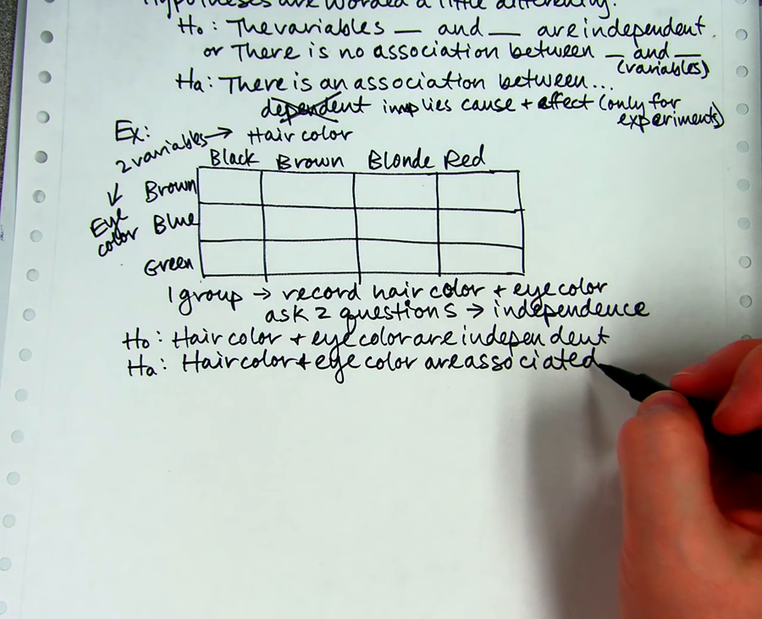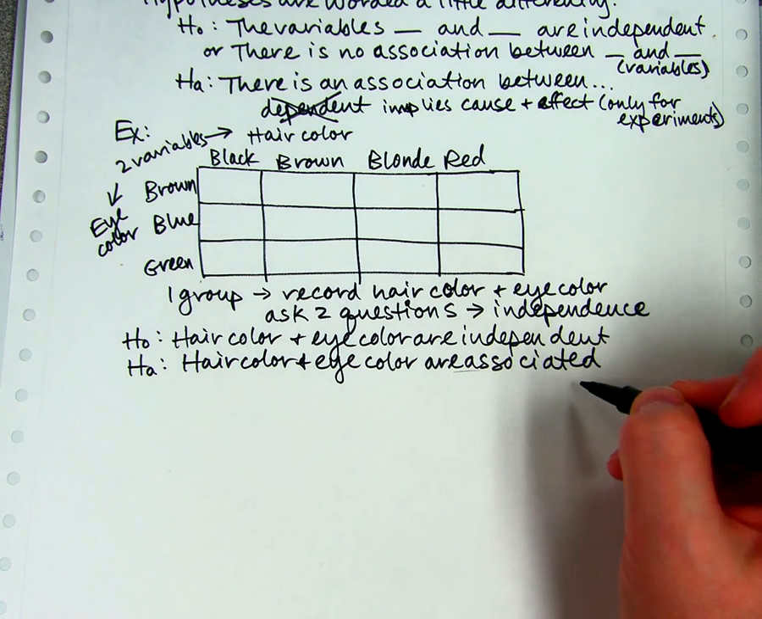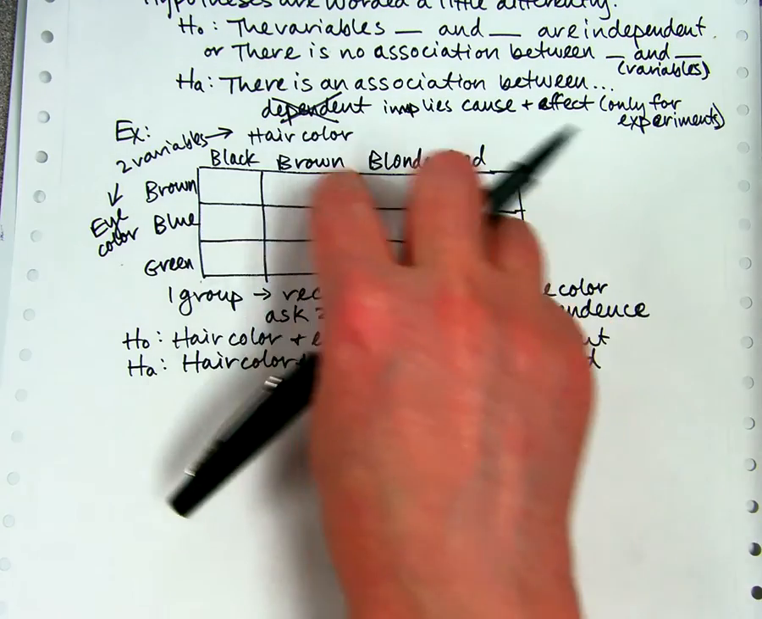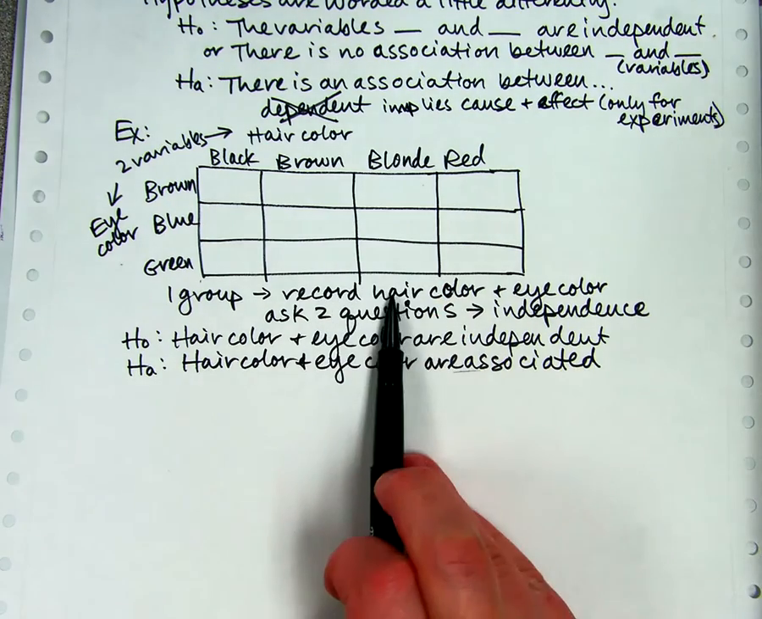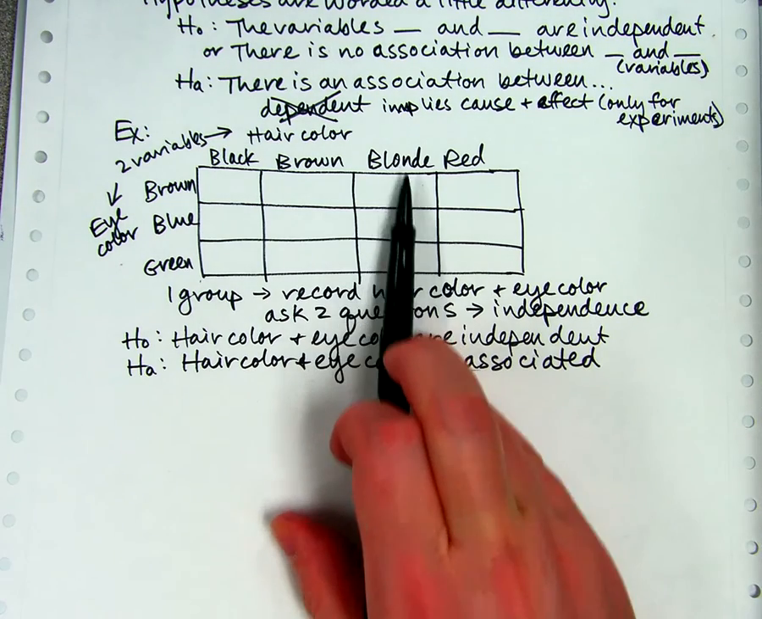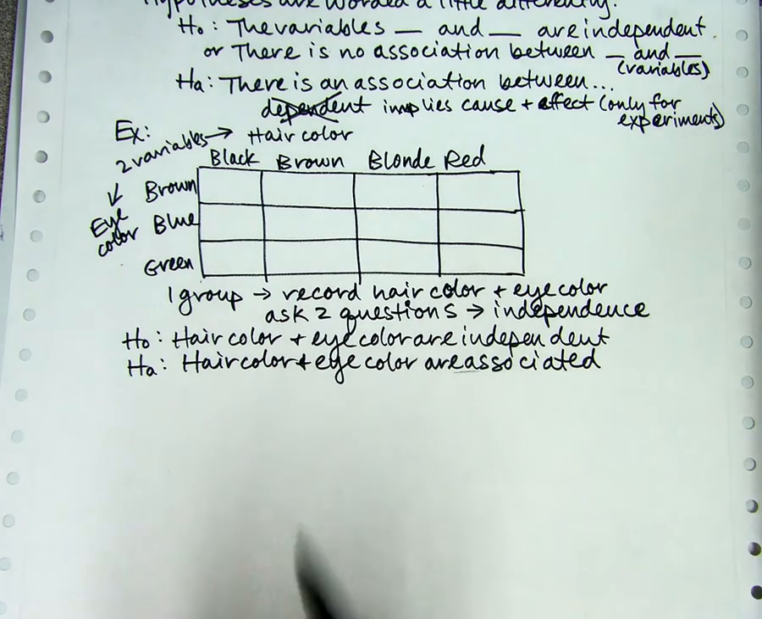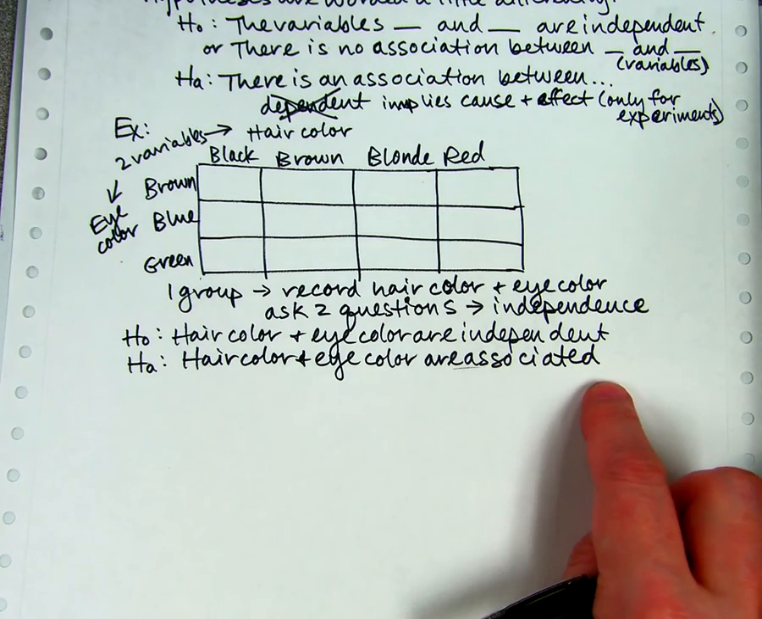Notice it's not that at least one proportion is different, although that's what this means. It means at least one proportion is different, but associated means that there's a difference between the blonde-haired distribution of eye color and the black-haired distribution of eye color. That blonde-haired people are more likely to have blue or green eyes and not brown than the black-haired people. So that's what we're saying, that there's a relationship.